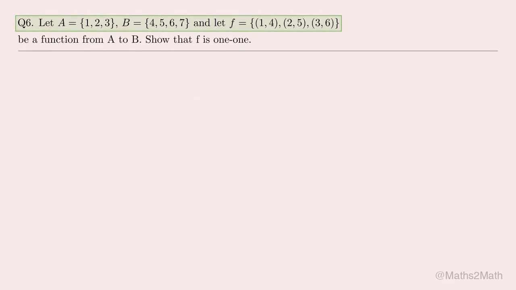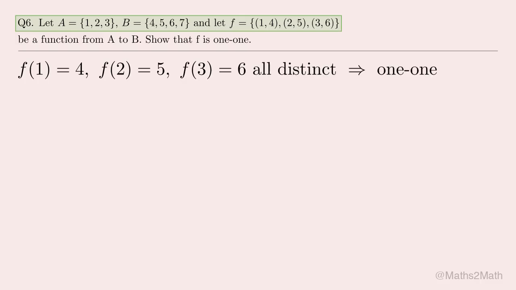Question 6. A is the set 1, 2, 3, and B is the set 4, 5, 6, 7. f is given as an explicit list. 1 to 4, 2 to 5, 3 to 6, and we must show it is one-one. The images of the three domain elements are 4, 5, and 6, all different. No two inputs share an output, and that is exactly the definition of one-one.